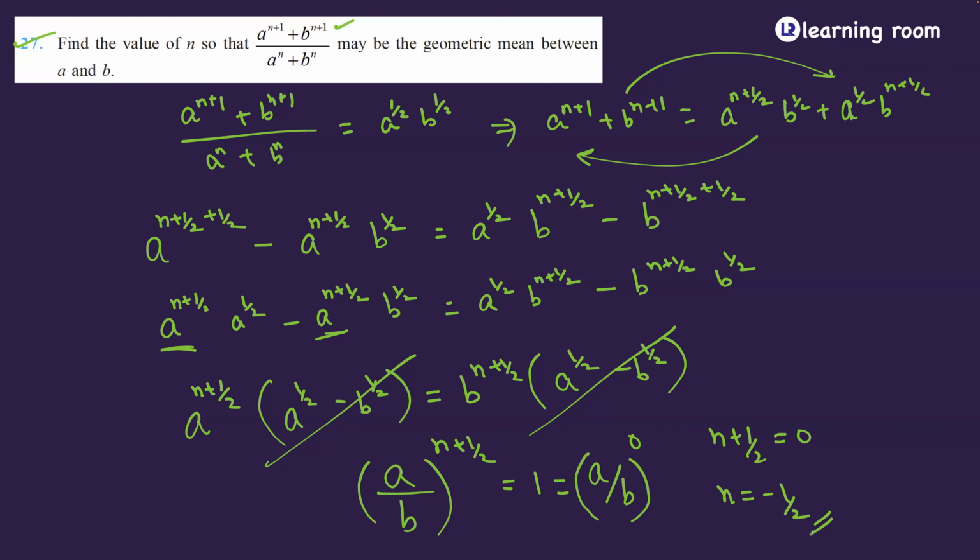Okay, so what is A minus B the whole square? A minus B the whole square is A plus B the whole square minus 4AB. How much are you going to get? 30 AB.